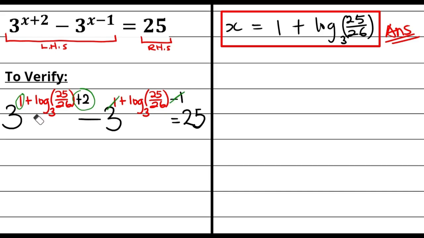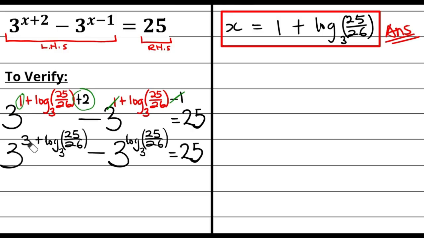Therefore, at the end of the day, what are we going to have? This is going to be reduced to 3 raised to the power of 3, of course, here's the raise, then we still have log 25 over 26 base 3 there. Then minus, we still have this 3 raised to the power of log 25 over 26 base 3. Since the 1 and the minus 1 have both disappeared, it equals 25.